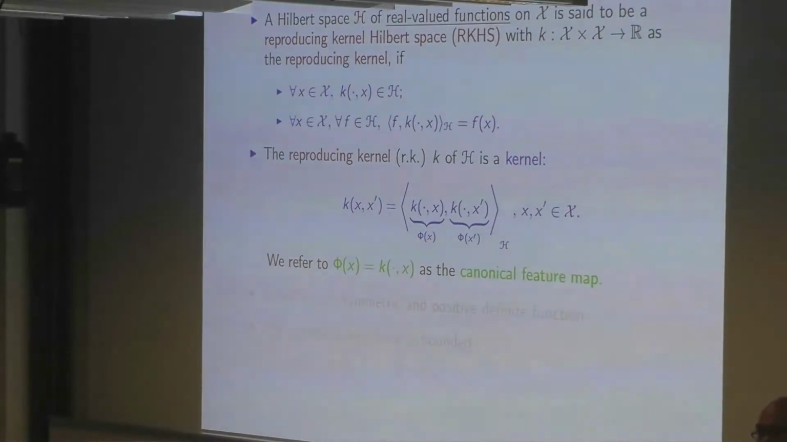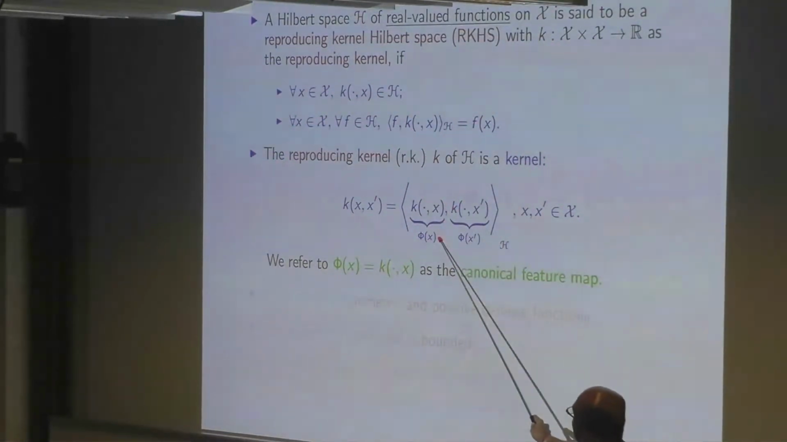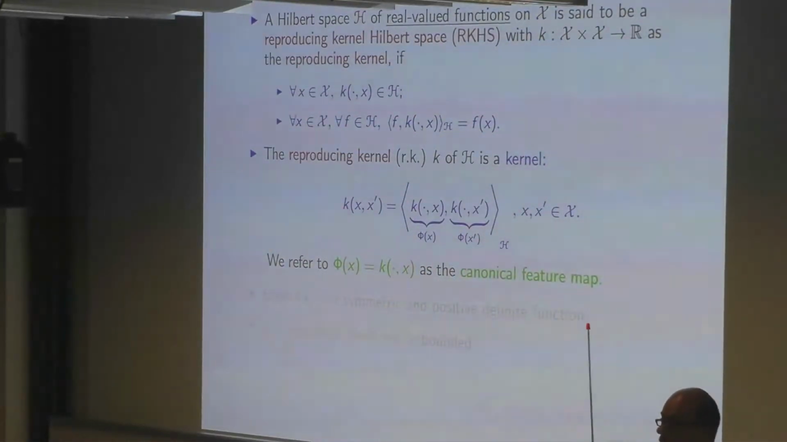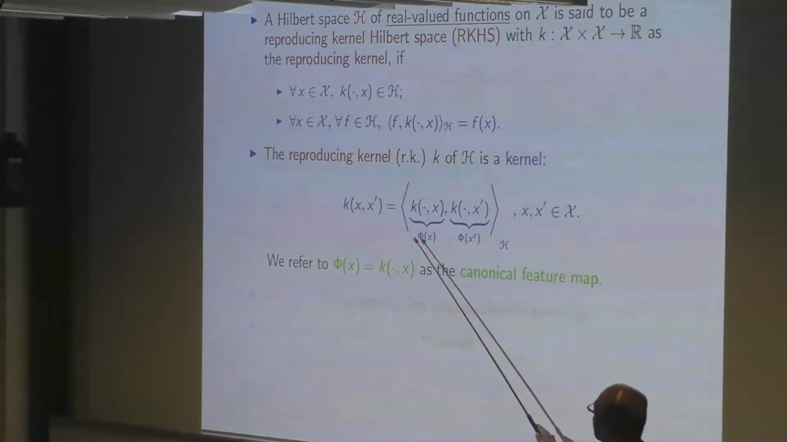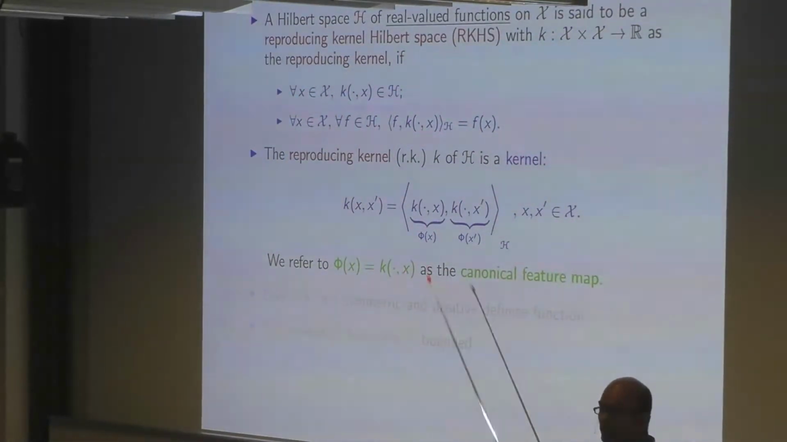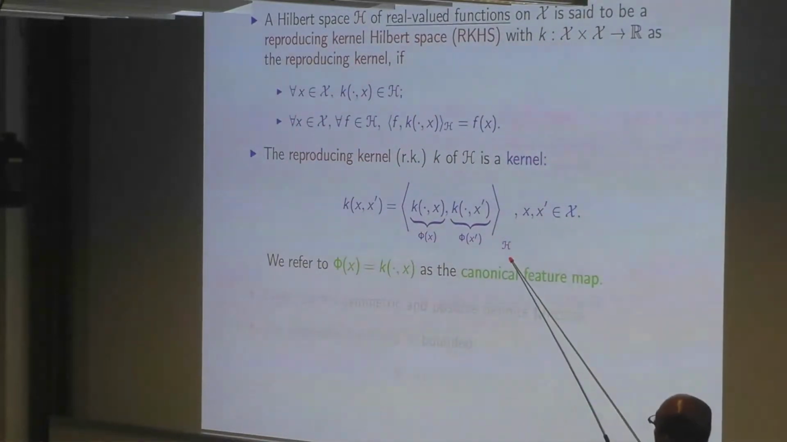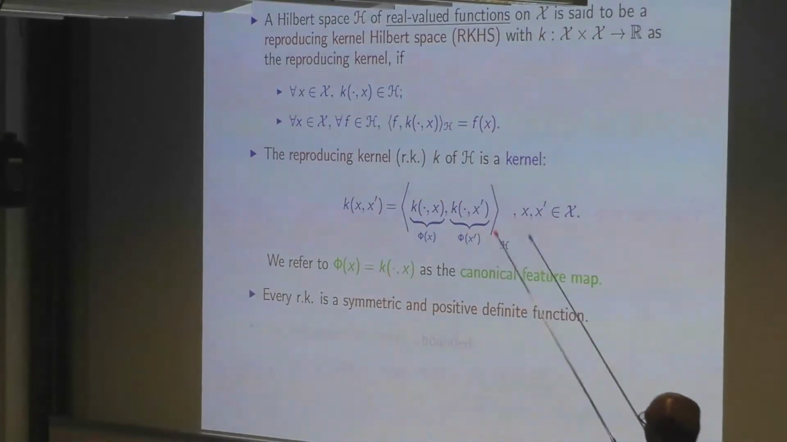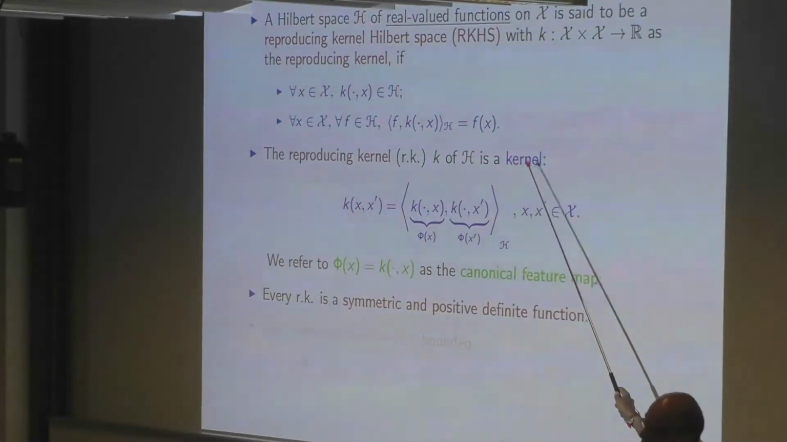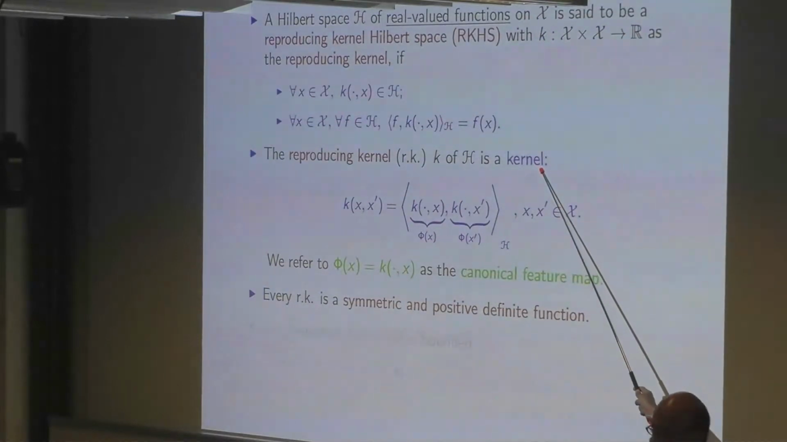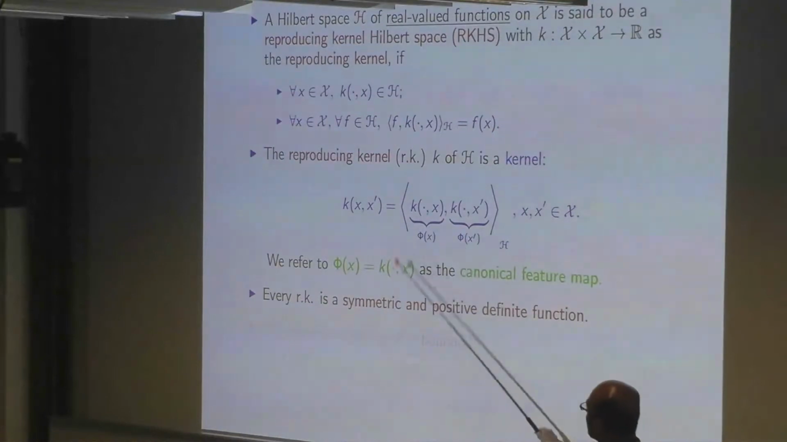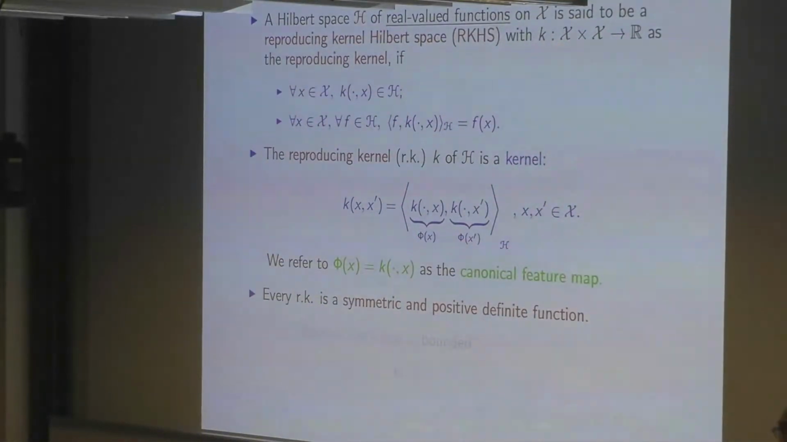From now on, we are going to call this feature map phi x, which is k(., x), the canonical feature map. So for the rest of the course, wherever you see a canonical feature map, all I mean is that phi x is k(., x), and your canonical feature space is your RKHS. We have established that a reproducing kernel is a kernel, and we know that a kernel is symmetric and positive definite. We have shown that before, and therefore every reproducing kernel is symmetric and positive definite.